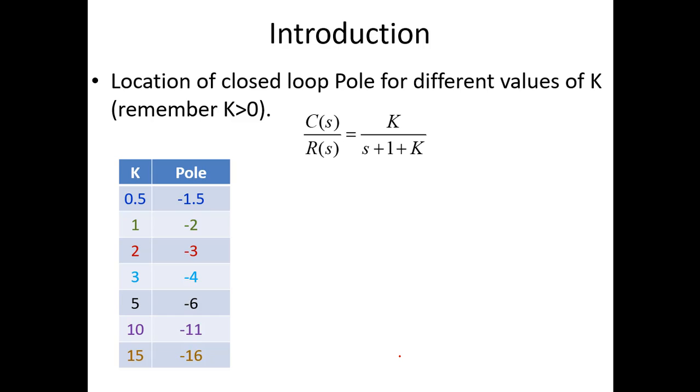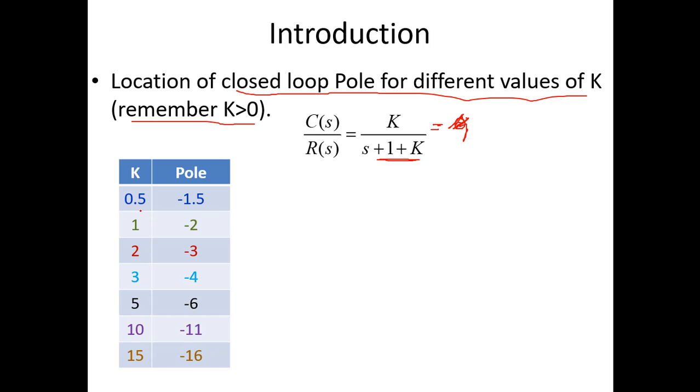Now the location of the closed loop pole, you can see that based upon the value of K, the roots will change. So consider the location of this closed loop pole for different values of K. Remember that K should be greater than 0, because if you put K equal to 0, the whole transfer function becomes 0. It means there is nothing left.